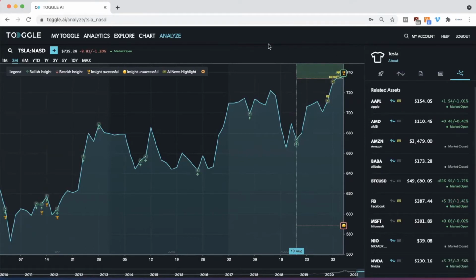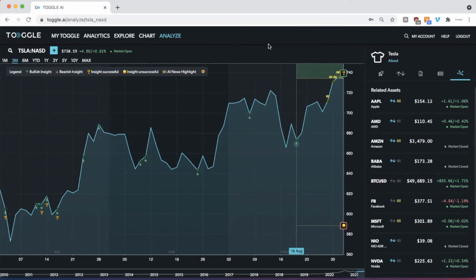Sure. So the first question came from Bruce, and the question was, I trade equities on the JSE in South Africa. Can Toggle help with insights for companies listed on this exchange? Karan, you can answer this, but the short answer is yes. Yeah, the short answer is yes.